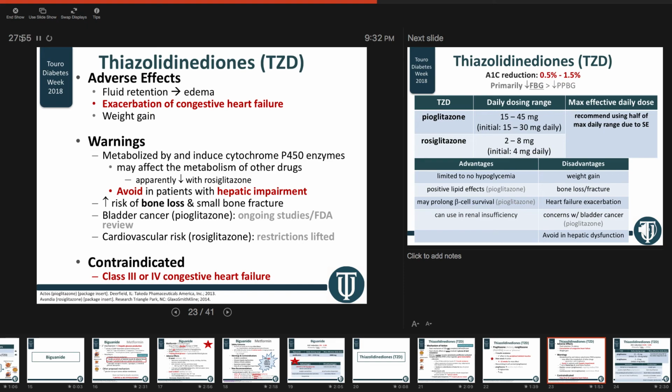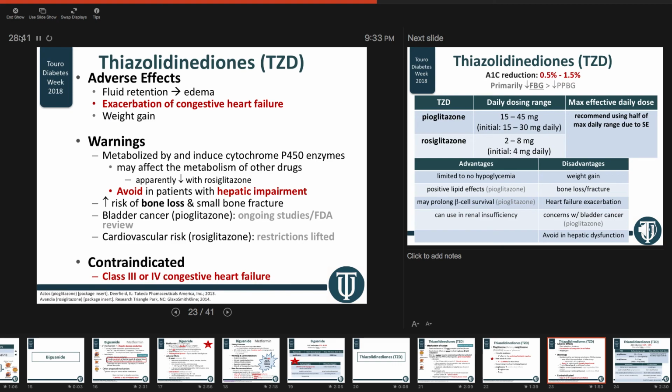So in terms of warnings, for those who have liver problems, we want to avoid this class altogether. And there are some studies showing that this medication can increase the risk of bone loss and cause fractures. There were a lot of studies on and off saying that there's an association between pioglitazone and bladder cancer, but there is some mixed data. So that's why FDA is still reviewing which is true.